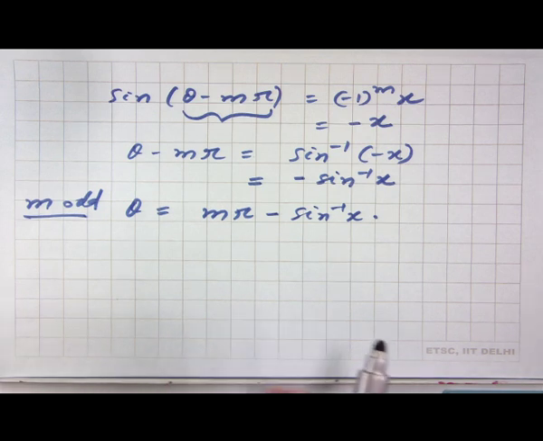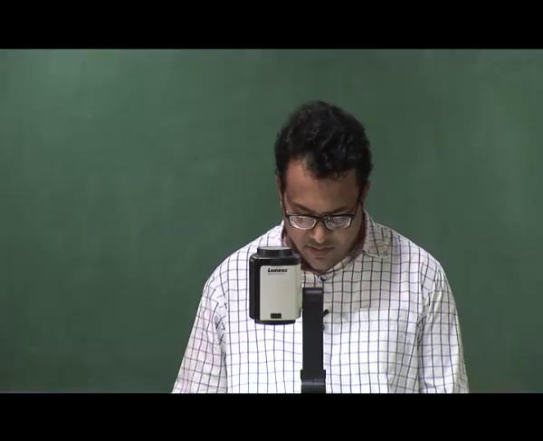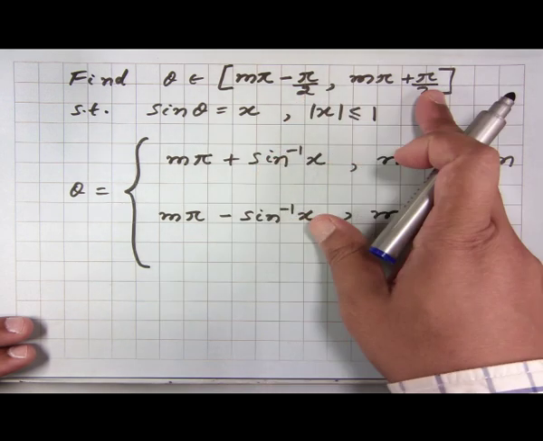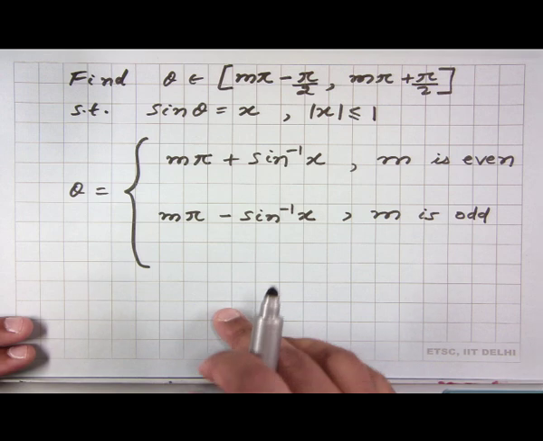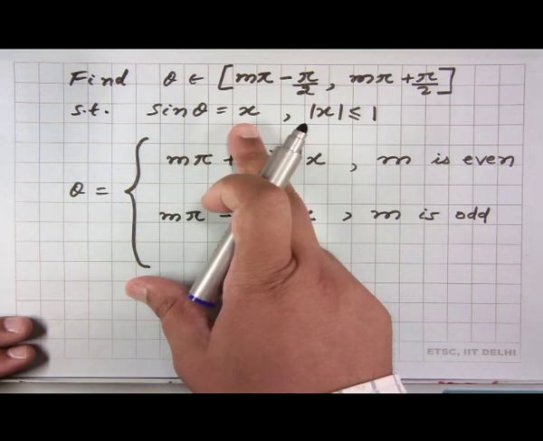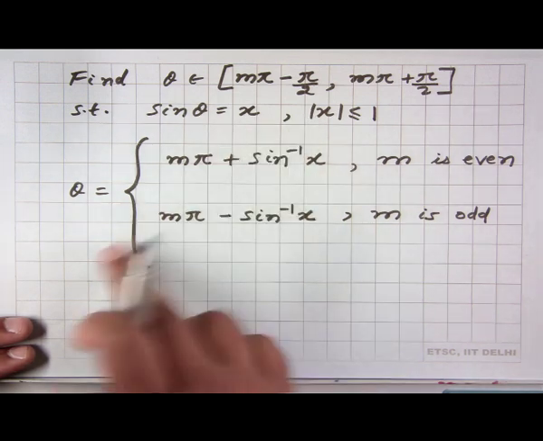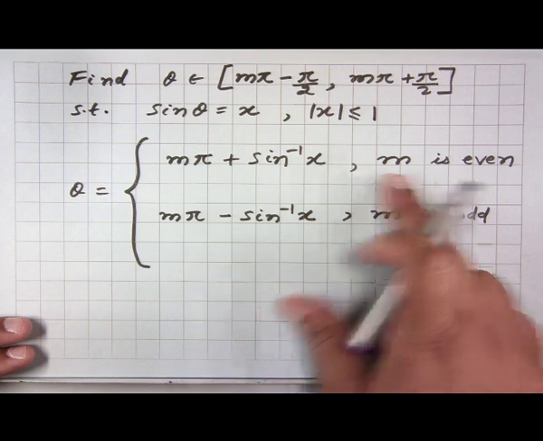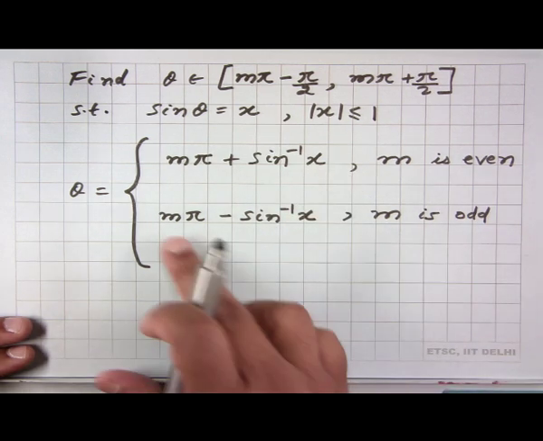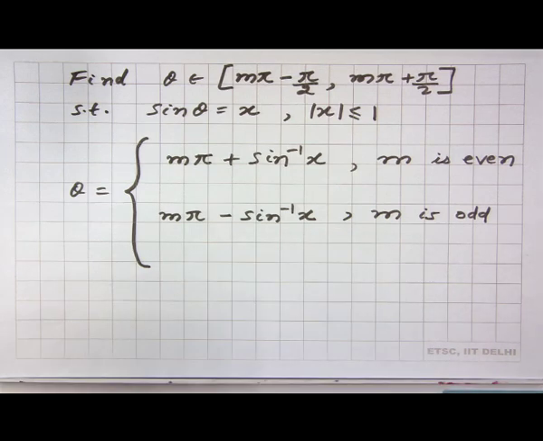So, this whole thing can be summarized as in the following slide. The basic problem was to find a theta in the interval m pi minus pi by 2 to m pi plus pi by 2, where m is some integer, such that sin theta is equal to some value x. The general solution for that is: if m is even, then theta equals m pi plus sin inverse x. If m is odd, then it is m pi minus sin inverse x. Similar kinds of equations can be derived for the other trigonometric functions also.